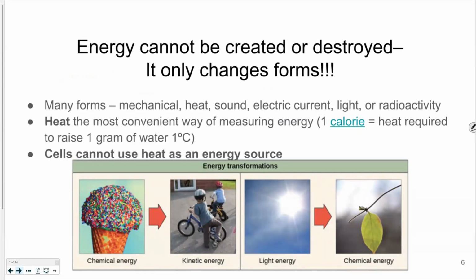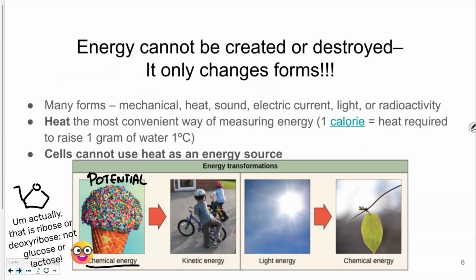Other forms of potential energy can be chemical energy. The bonds in the glucose and lactose molecules of our ice cream cone, we can break those bonds to release the stored energy from those chemicals.